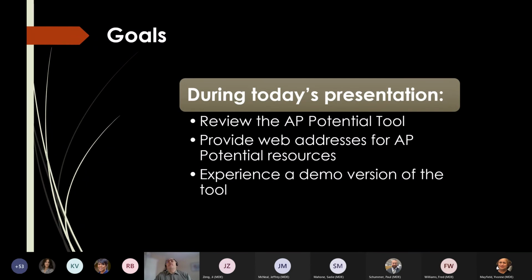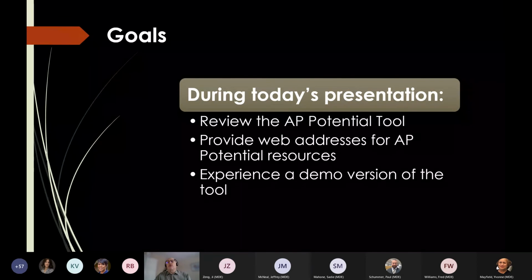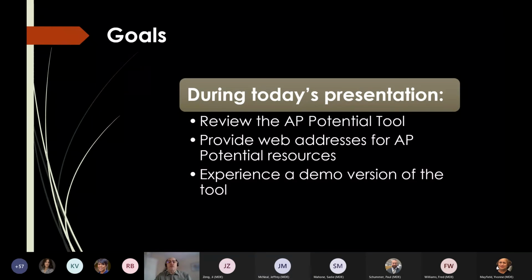So what are we going to do today? We are going to review the AP Potential Tool, both as just a standalone PowerPoint. I will share some web addresses for AP Potential resources that are very easy to find. And then we actually will run a demonstration version of the tool. So this demo is actually available. So if you are working with a school, you can actually use the demo. You can use the brochures that we have available as well. All of this is free and available and very, very easy to find.